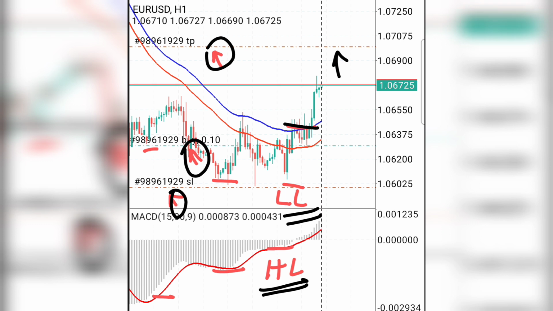So due to money management, I'm trading with 0.1. Some people might be trading with 0.5. It depends on your capital, your account. So this is how to trade.